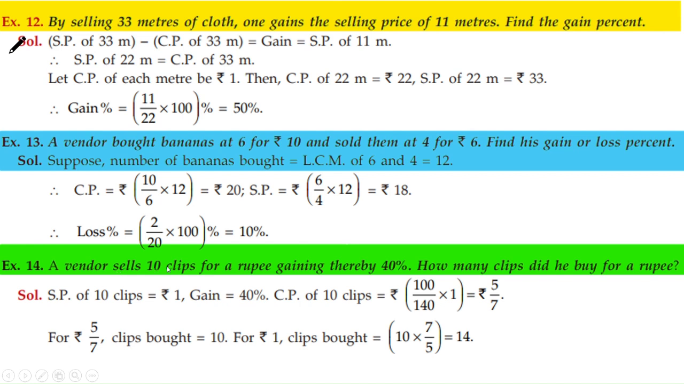A vendor sells 10 clips for a rupee, gaining 40%. How many clips did he buy for a rupee? Selling price of 10 clips equal to rupees 1. Gain equal to 40%. Cost price of 10 clips equal to rupees 100 by 140 into 1, that equal to rupees 5 by 7. For rupees 5 by 7 clips bought equal to 10. For rupee 1 clips bought equal to 10 into 7 by 5 equal to 40.